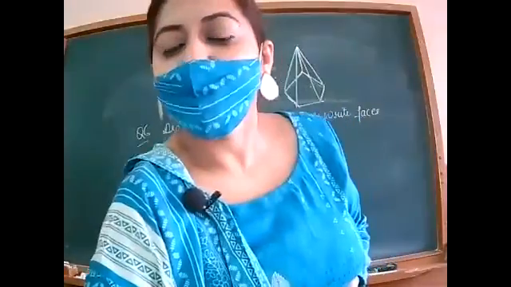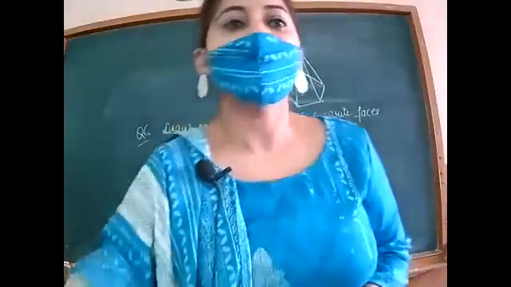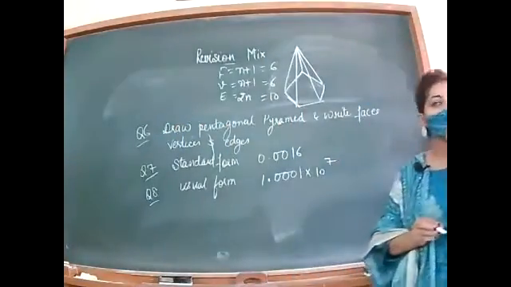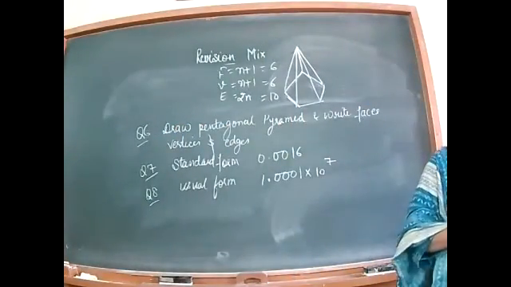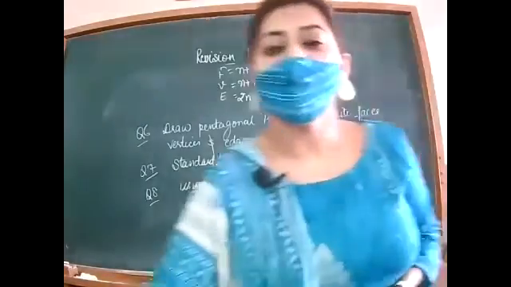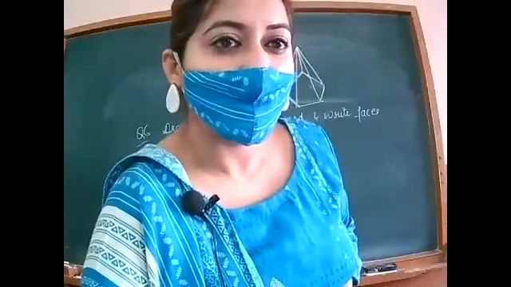And you can also verify Euler's formula. What is Euler's formula? F plus V is equal to E plus 2. So if you want to verify, you can verify the formula.